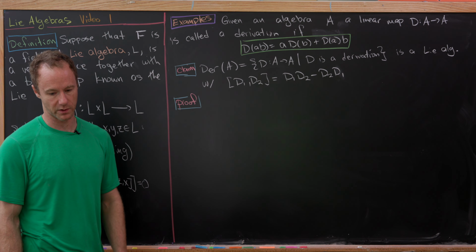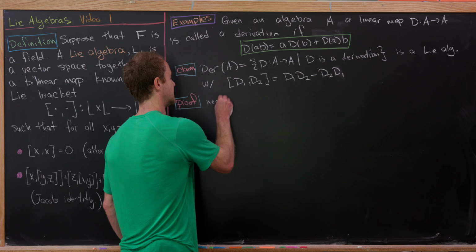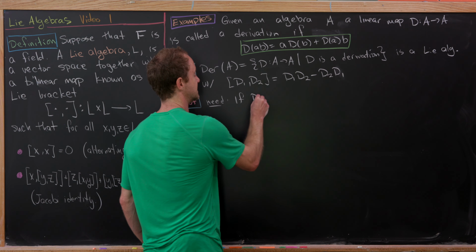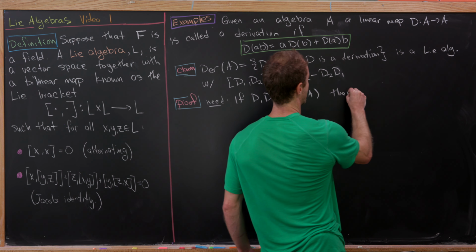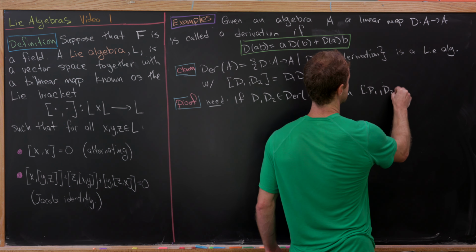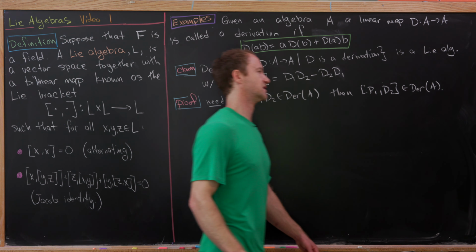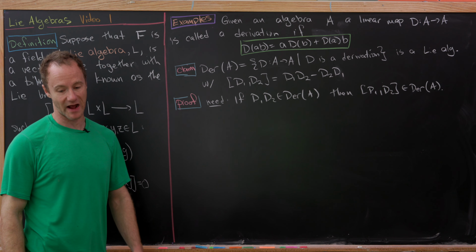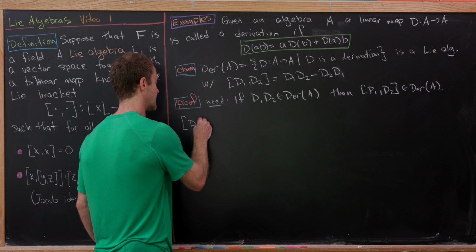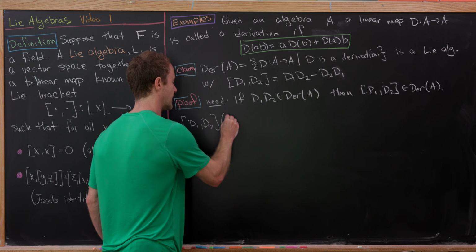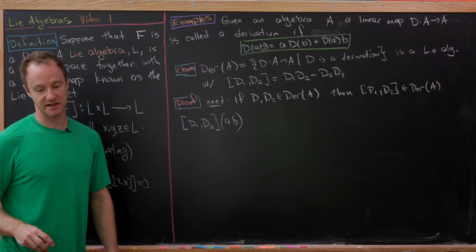That's fairly straightforward. Another thing that you have to check, which is maybe the most important, is that if d1 and d2 are derivations, then the bracket of d1 and d2 is also a derivation. So in other words, derivations are closed under this bracket action. Okay, so let's check that. We'll do that by taking the bracket of d1 and d2, plugging in AB, and showing that it satisfies this green boxed condition.